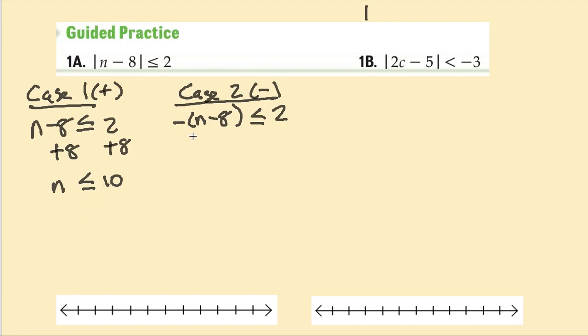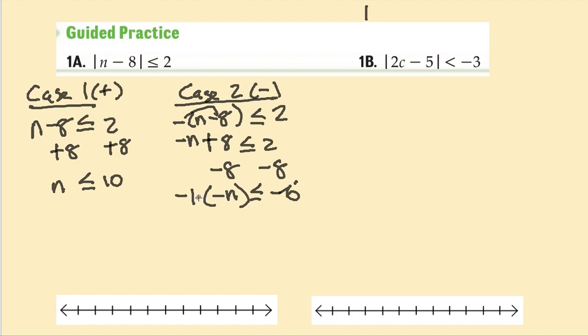Excellent. For this one, distribute that negative sign, and you get a double negative here. You have a minus and a minus, and that becomes positive. Then we're going to subtract 8 from both sides, and you're going to get a negative 6 over here and negative n. Well, if I multiply both sides by negative 1, it becomes positive 6 over here. We've turned our sign around, and we get positive n. So we have n is less than or equal to 10, and n is greater than or equal to 6.